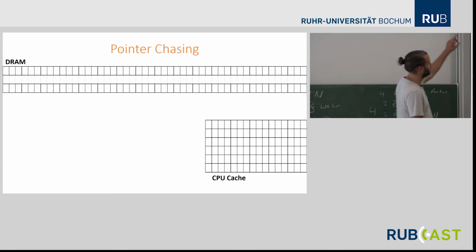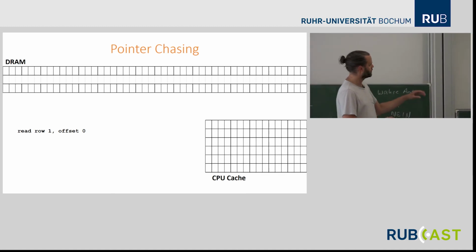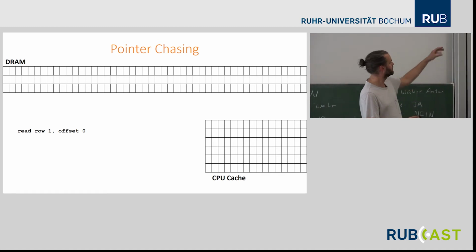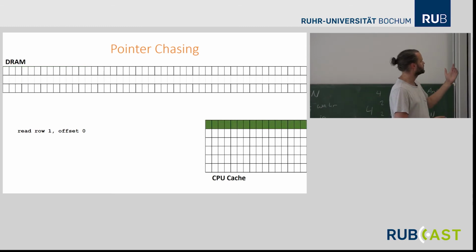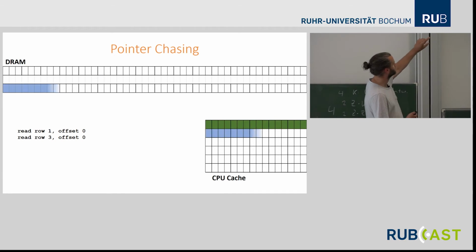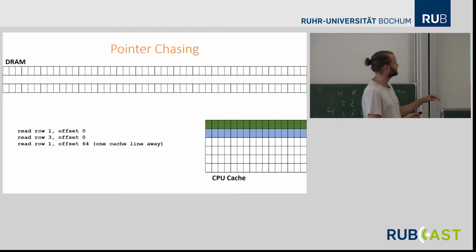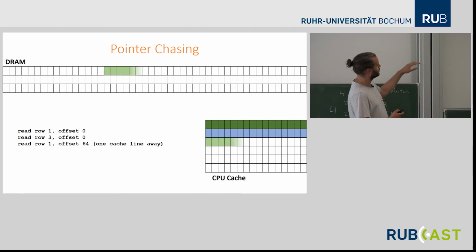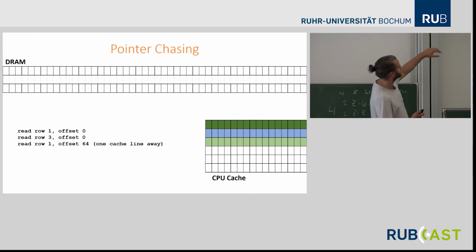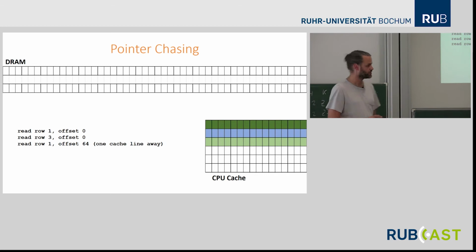So with DRAM on top and with the CPU cache in the corner, we're going to start reading from row 1, the top row, at the first offset. This will get cached in the CPU. Then we're going to read from row 3, so doing the Rowhammer trick. It will get stored in the CPU cache. Then we will read from row 1 again, but now not at offset 0, but at offset 64, which is one cache line away, and this will also be stored in the CPU cache.